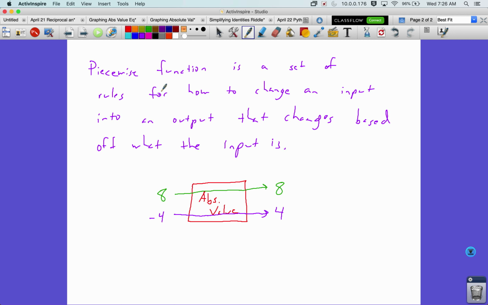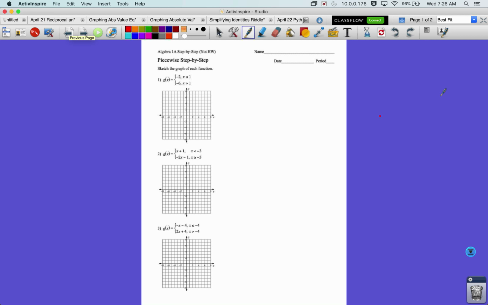All right, but piecewise functions, they can split up their inputs however they want. They can say everything that's less than a certain number, I want to add 2 to it, and that's it. And then everything that's bigger than that number, I want to multiply it by 4. So it looks at what the input is, and then it gives you a different output based off of that. All right. So here's how we graph these functions.